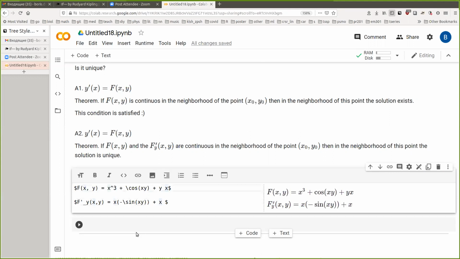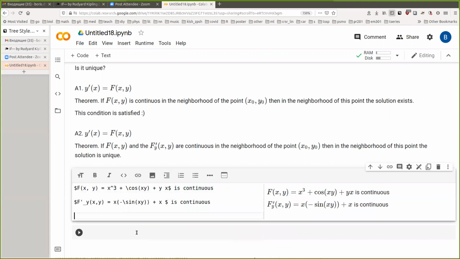Okay? So the first function, the right-hand side of the equation, is continuous. The derivative of the right-hand side is continuous. And so in the neighborhood of x0, y equal to 5, the solution is unique.